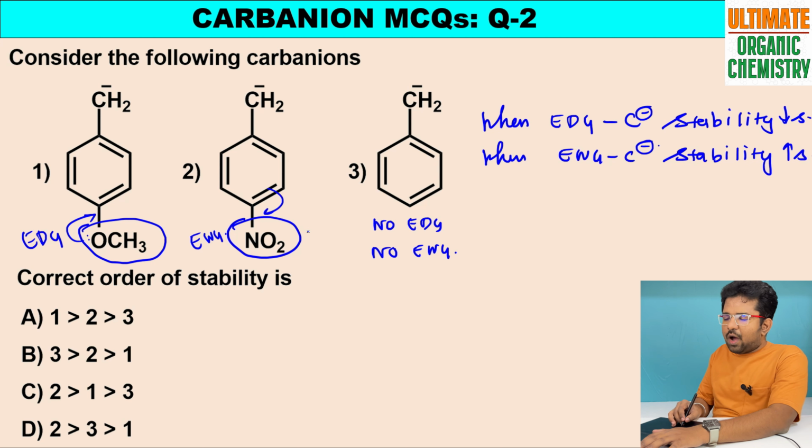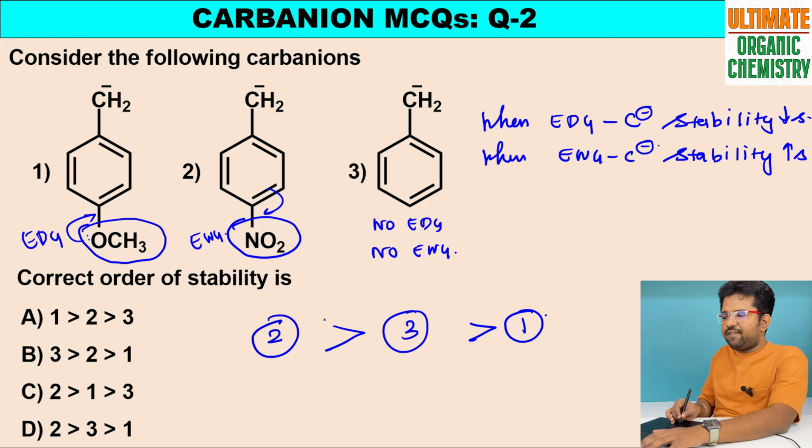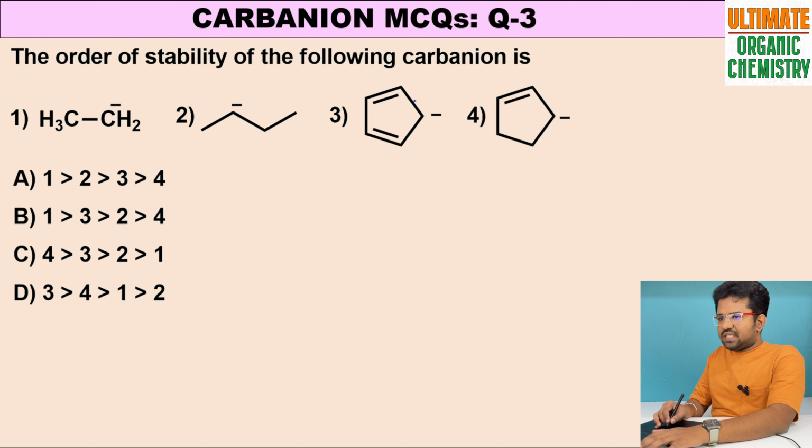If you apply this rule, the most stable anion would be 2 and the least stable anion would be 1, and in between you have 3 because it does not have any electron donating group or electron withdrawing group. That is 2, 3, 1 is the right answer. That is option D.